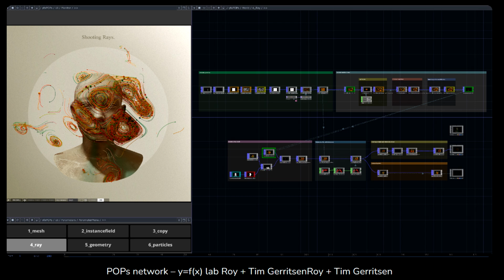Exactly. But it's not just about scale and spectacle. Right. POPs give artists this granular control over every aspect of those particles. We're talking about influencing their lifespan, how they interact with each other, even whether they leave trails of light behind them as they move. So the level of detail is just off the charts. Exactly. And it's that level of detail that allows artists to create truly believable, mesmerizing effects.